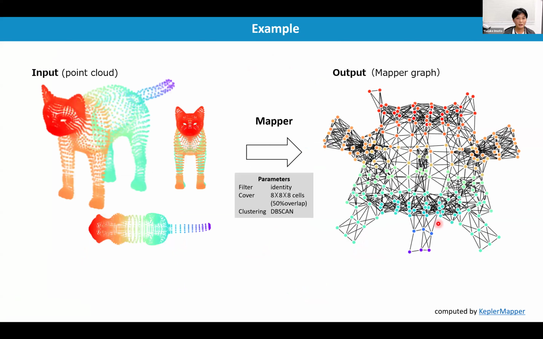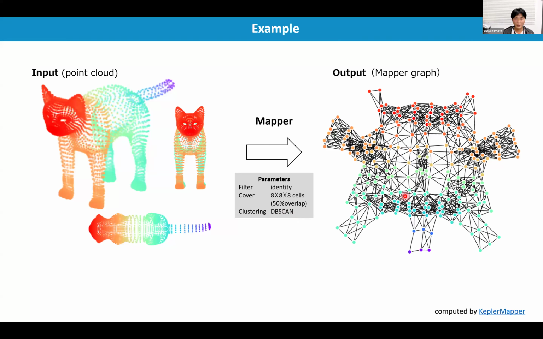So now I showed a simple example. The input is a point cloud forming the standing cat. We apply the mapper to the cat data. We set the parameters as follows: the filter function is an identity function, the cover is a cube divided into 8 parts along each axis with 50% overlap, and the clustering is DBSCAN.